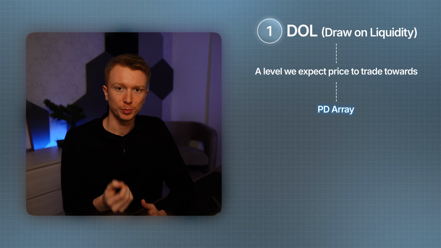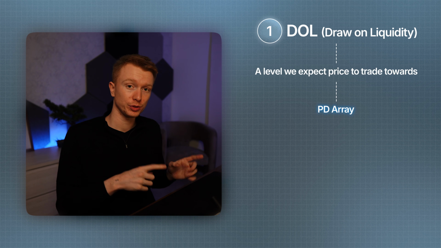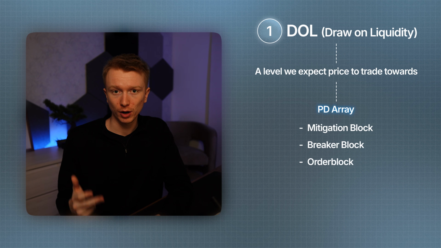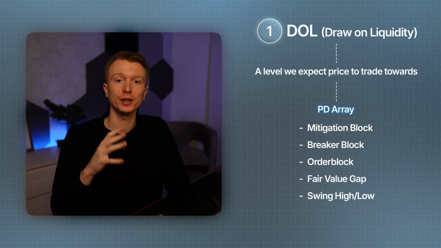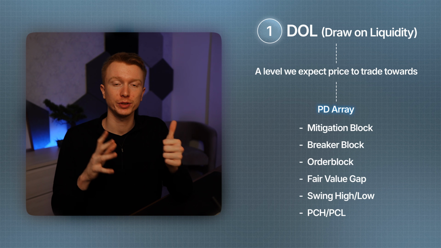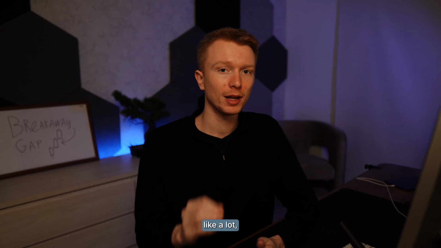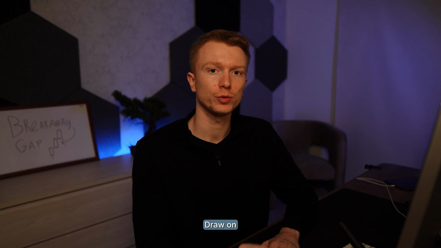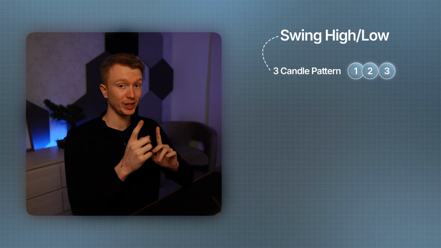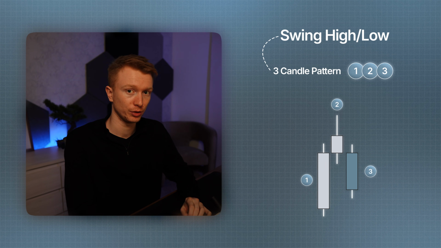So what is a PD array? Well, the PD arrays that I use are the following: a mitigation block, a breaker block, an order block, fair value gap, swing high, swing low, as well as previous candle high and previous candle low. Might seem like a lot, but it is quite simple, and let me explain why. Most of the time, your draw on liquidity is going to be a swing high or a swing low. Again, swing high, swing low, those three candle patterns that you see on the screen right here.